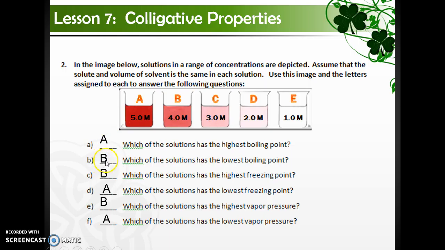I'm so sorry, let me fix this. There we go. So the one with the highest solute concentration would have the highest boiling point, would have the lowest freezing point, and would have the lowest vapor pressure. And then the one with the lowest solute concentration, the 1 molar solution, that would have the lowest boiling point, the highest freezing point, and the highest vapor pressure.